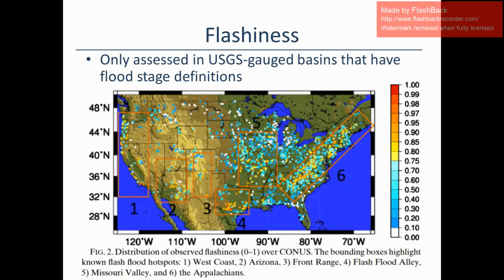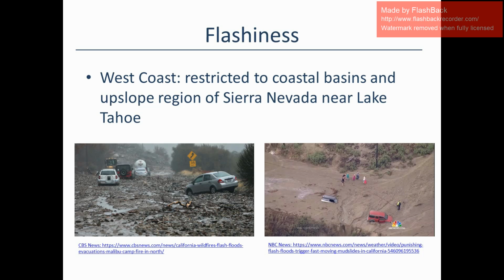It presented flash flood hotspots, which are highlighted in the boxes shown on the image. It's important to note that this study only assessed USGS gauged basins that have flood stage definitions. The hotspots included the West Coast, Arizona, the Front Range, Flash Flood Alley, Missouri Valley, and finally the Appalachians. The study provided the following descriptions for each of the hotspots. I thought it would be interesting to look at images to compare the hotspots.